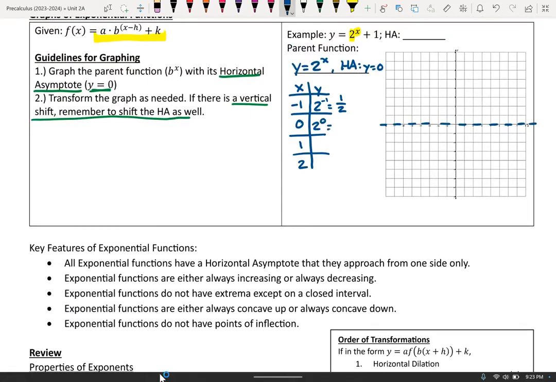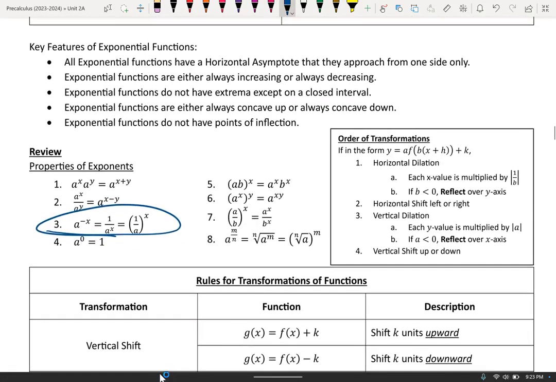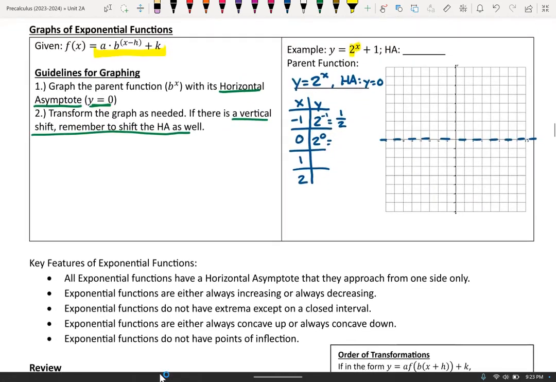2 to the 0, again using our property that we have down here. 2 to the 0, anything to the 0 power is equal to 1. So I have that one is equal to 1. Then 2 to the first would be equal to 2. And 2 squared would be equal to 4. So I'm going to go ahead and plot those points for my parent function. So -1, 1/2, 0, 1, 1, 2, and 2, 4. So we have this exponential function happening here.